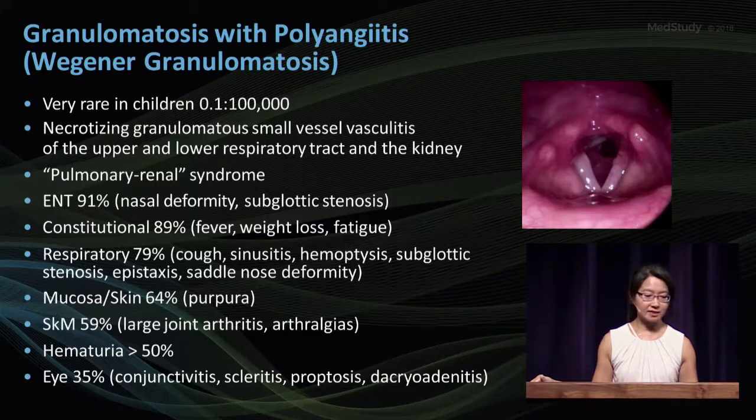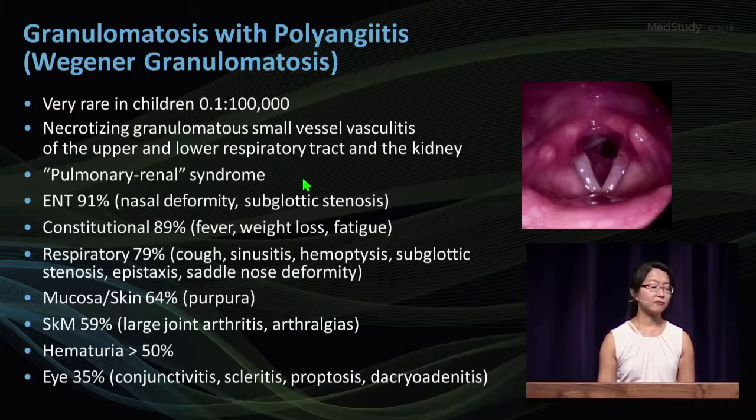The first one is granulomatosis with polyangiitis, previously known as Wegener's granulomatosis. It's rare in children, occurring about 0.1 in 100,000 children. These are necrotizing granulomatous vasculitides where the small vessel is affected. So if you notice in the name, granulomatous, you'll see granulomas on biopsy.